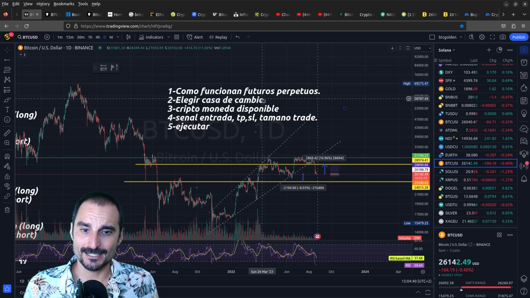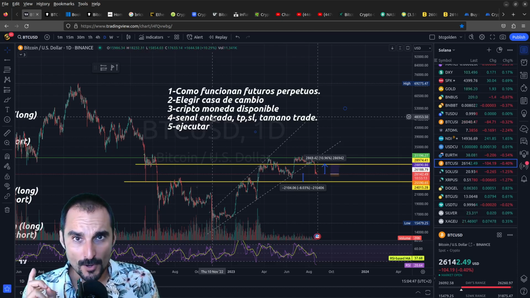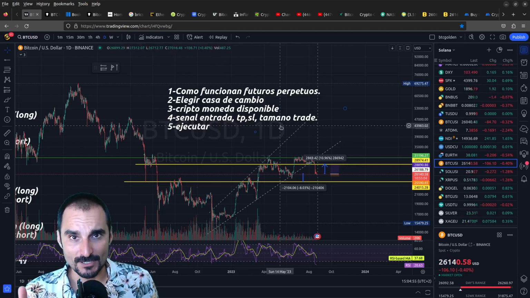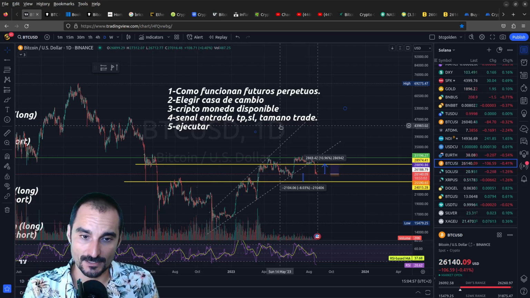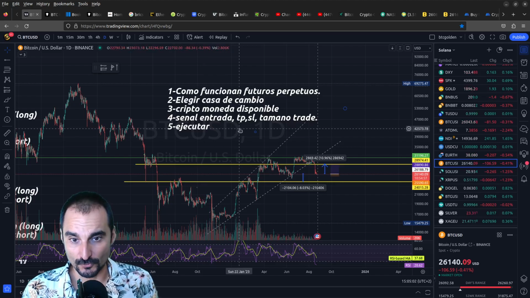First, what are Perpetual Futures in detail? Choose the exchange, how to obtain coins available in the exchange, and then how to use the parameters of Perpetual Futures, which are different from spot, because of entry, take profit, stop loss, the size of the trade, and also the leverage. That's the leverage that we are going to explain, and then run a Perpetual Future.